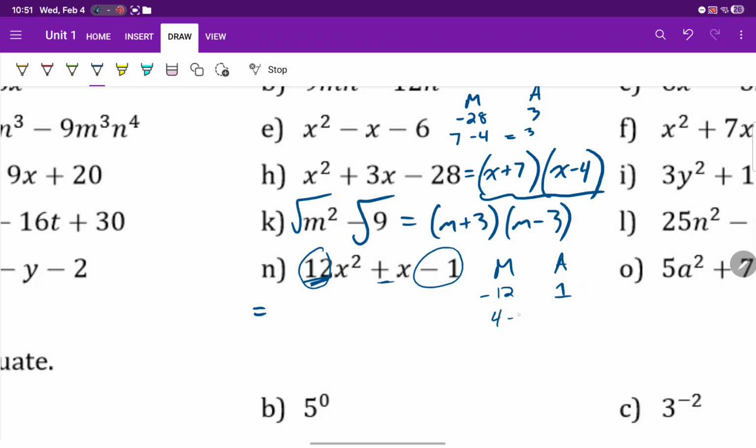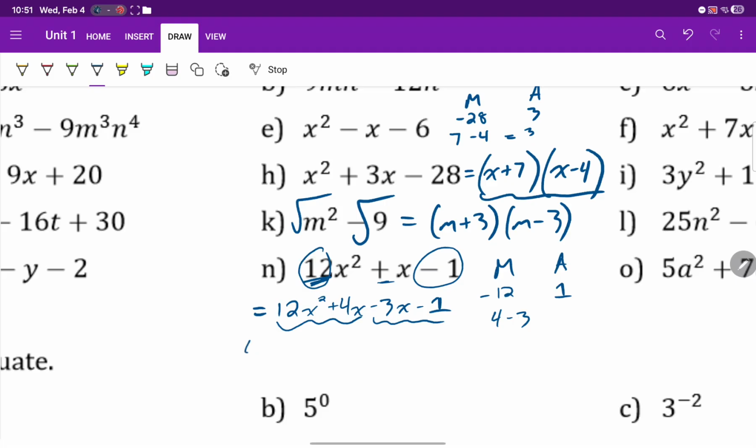That's going to be 4 and -3. So what I do here is I break my middle term up. Okay, so that's going to be 12x squared plus 4x minus 3x minus 1. I'm going to common factor my first two terms, and I'm going to common factor my second two terms.